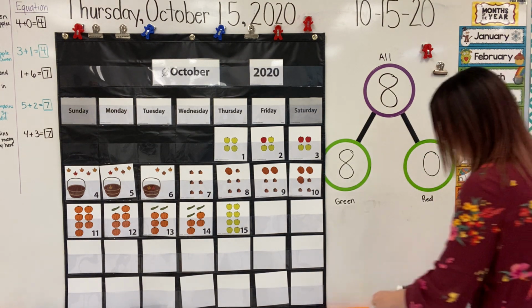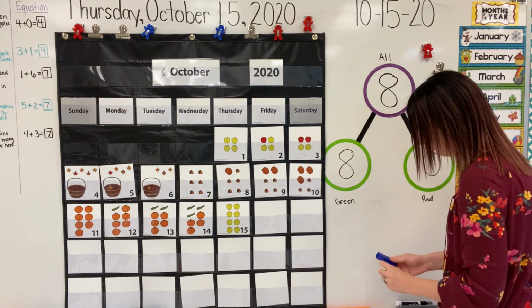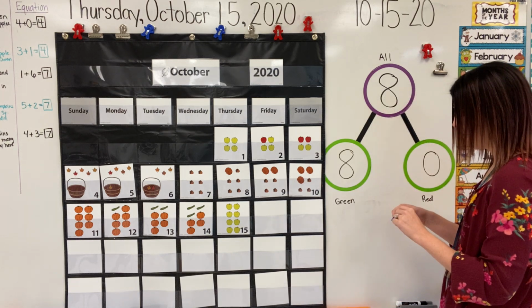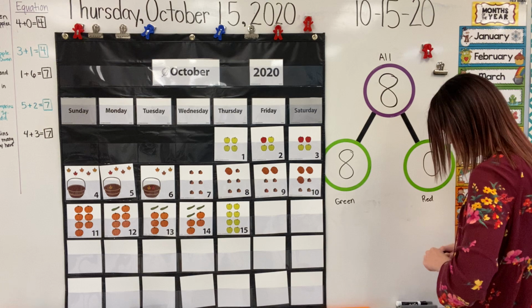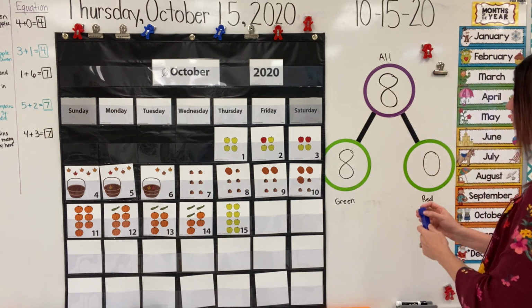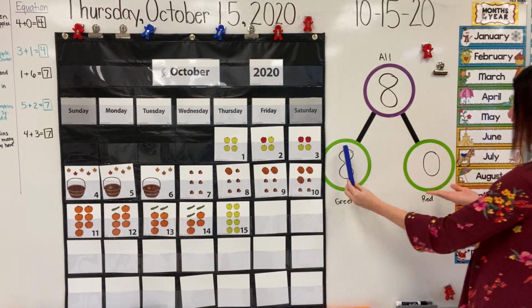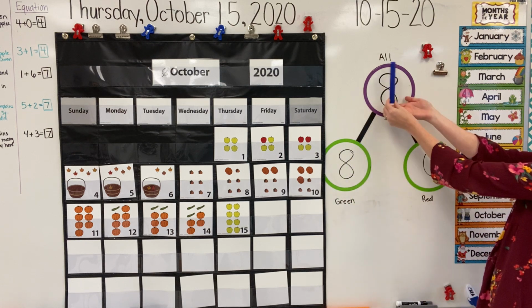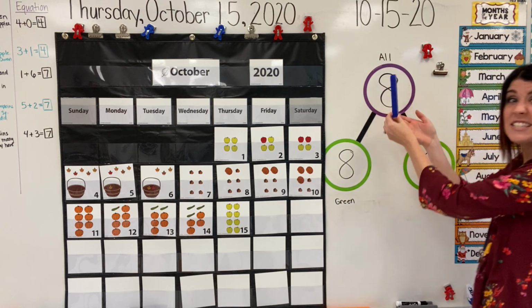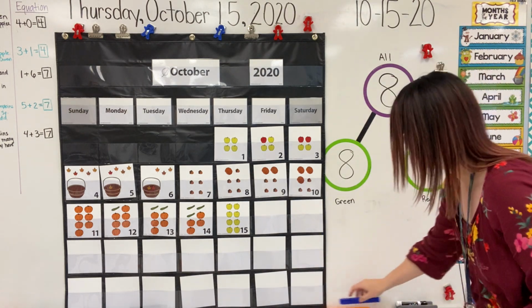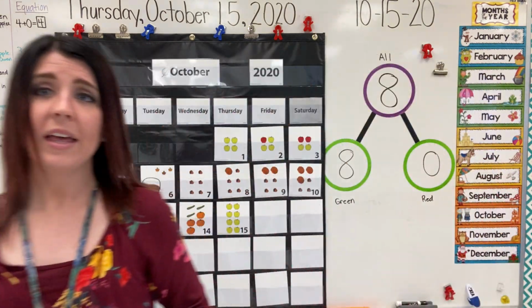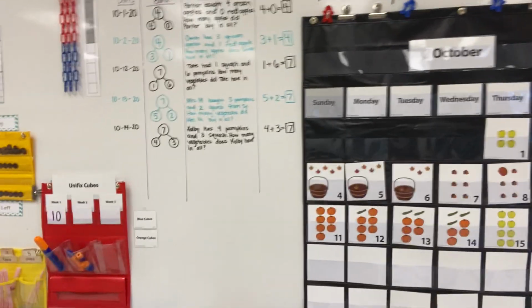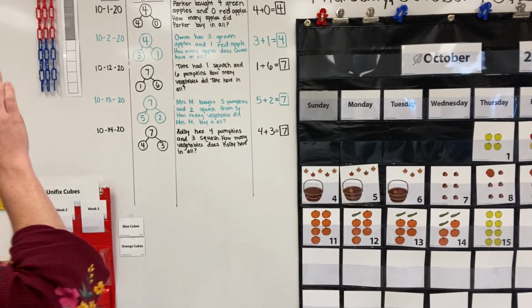So this time for our number bond, let's get our number blocks out. 1, 2, 3, 4, 5, 6, 7, 8. These are our green apples, and here are our red apples. When we take 8 and 0 and put them together, we have still 8. Very good. Now let's come over here and let's write a story about our apples. You ready to write a story about our apples?